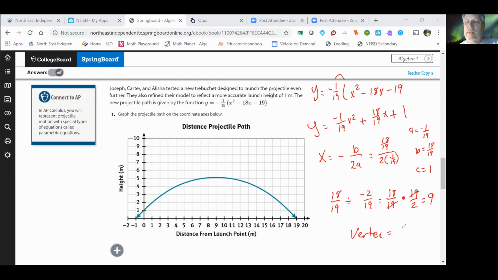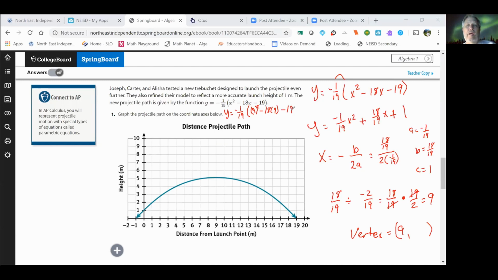So the vertex is going to be 9 and then some value. Well, we don't know what the value is, so let's go ahead and go back up to the top and find out what that value is going to be. So we'll go back to the original equation, and that's going to be y is equal to -1/19 times 9 squared minus 18 times 9 minus 19.